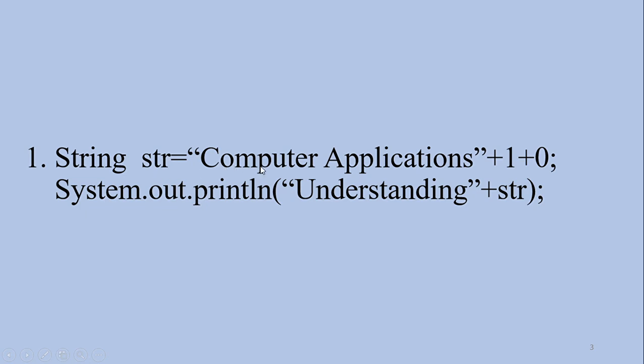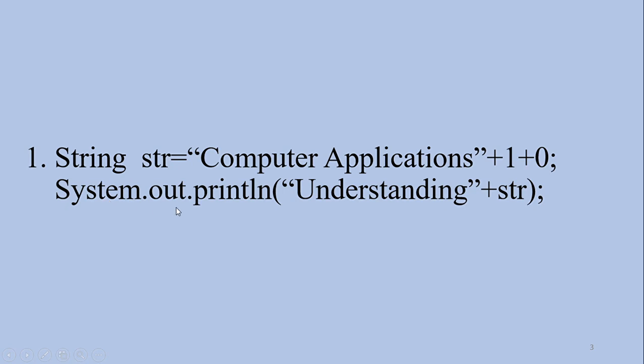Str will be "computer applications", and after that you could see after the s there is no space. So you will get 1 very next to s, then 0 very next to 1. So there will not be any space when the concatenation is being done here. So very next to applications you will get 1 0. So your str will be "computer applications10", right?